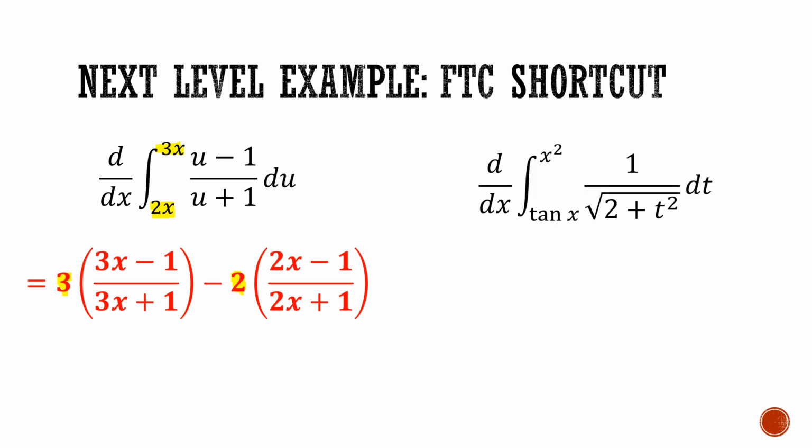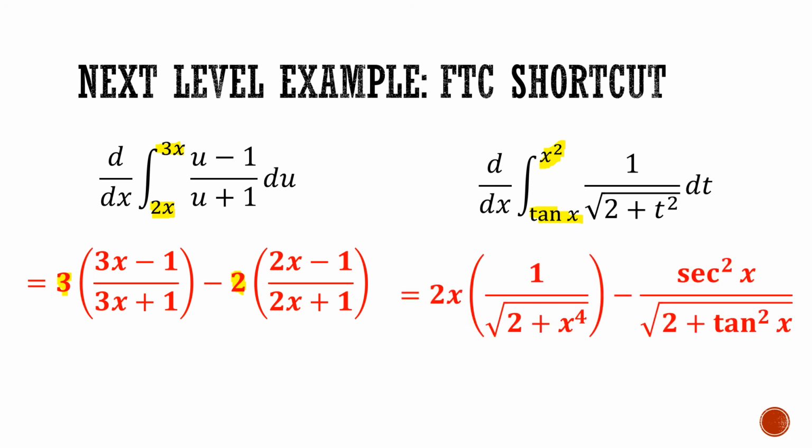All right, so using that same process on this next example, I'm simply going to plug in this x squared and take the derivative of x squared, which is 2x. Then I'm going to plug in this tan x and take the derivative of tan x, which is secant squared x. So when I do that, I'm going to end up with 2x times 1 over root 2 plus x squared squared, which is x to the 4th, minus, so top minus bottom, so minus secant squared x, which is the derivative of tan, over 2 plus tan squared x, all under the square root.